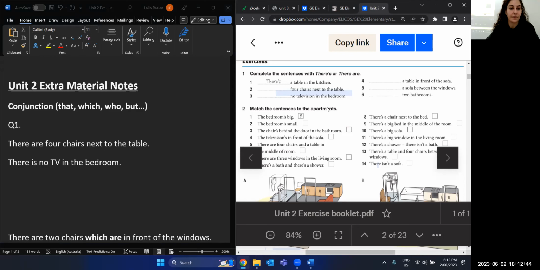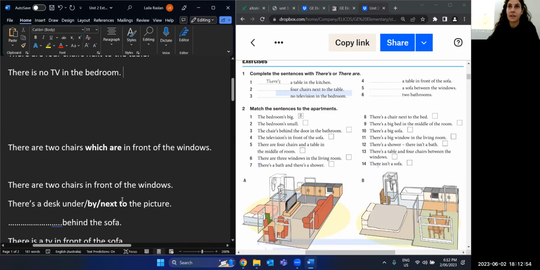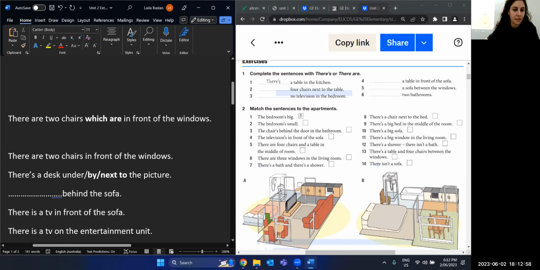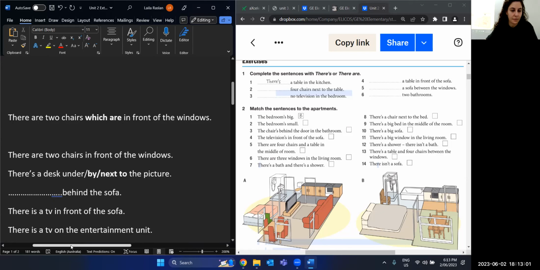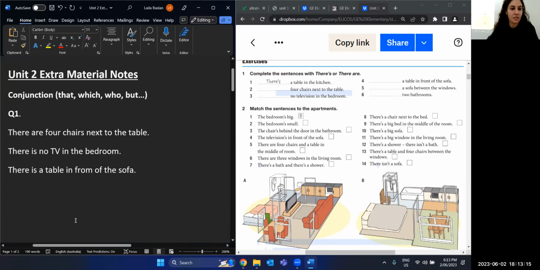Number 4, Anderson. Okay, so there is a table in front of the sofa. Yep, there's only one. So there is a table, 1.